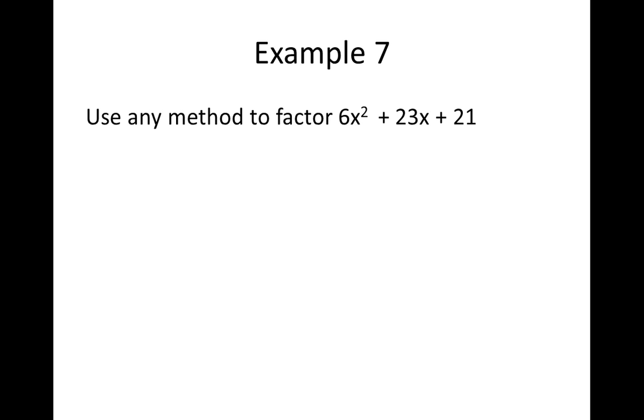Okay, 6x squared plus 23x plus 21. Any method to factor. Even if my math lab says use a particular method, it's not going to know what method you used. Use whatever method works for you. So 6 times 21. So 6 times 20 is 120. 6 times 1, 6, 126. So we have 126. So factors of 126 to give you 23.